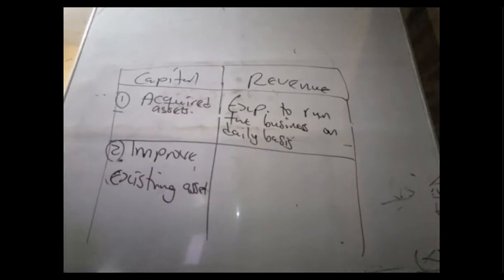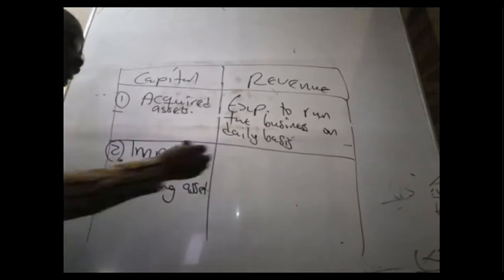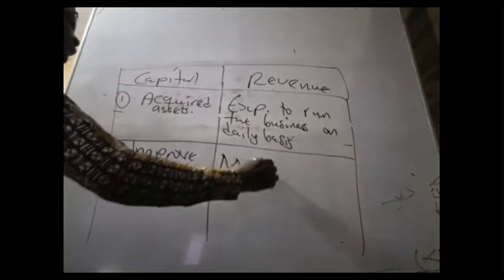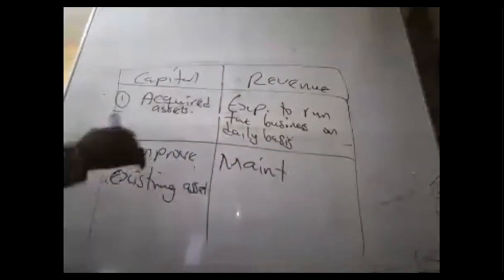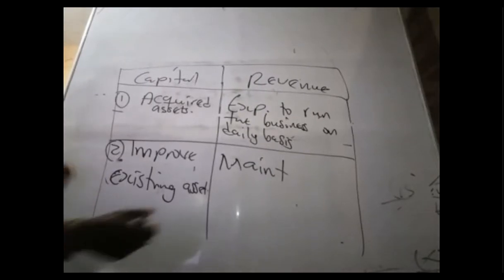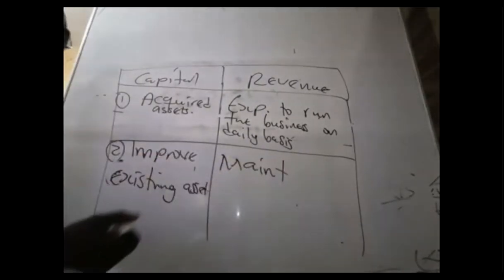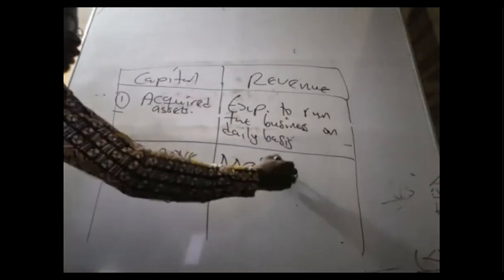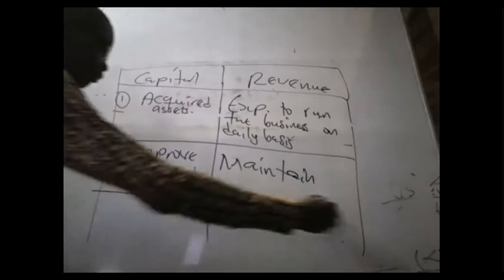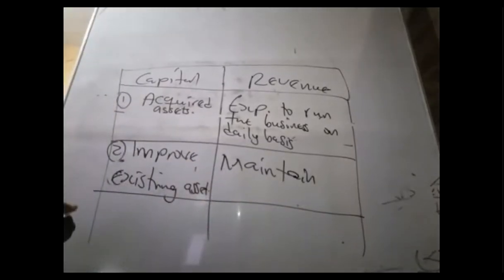What about the revenue? Revenue expenditure is to just maintain the economic benefit. So if you incur revenue expenditure on existing assets, it means that you are just maintaining the economic benefits. So that is all.